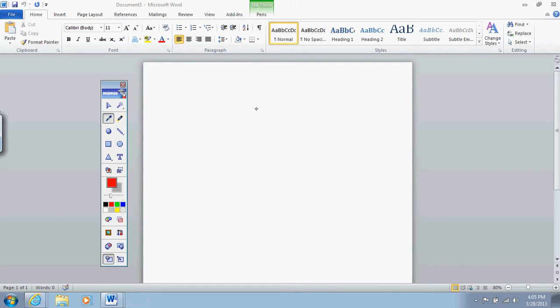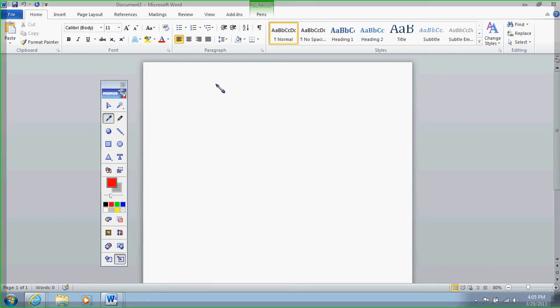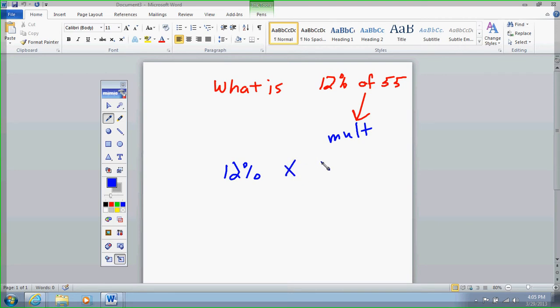If I give you a problem, what is 12% of 55? And we talked about this today in our algebra camp. This keyword of means to multiply. So I've got to multiply 12% times 55.